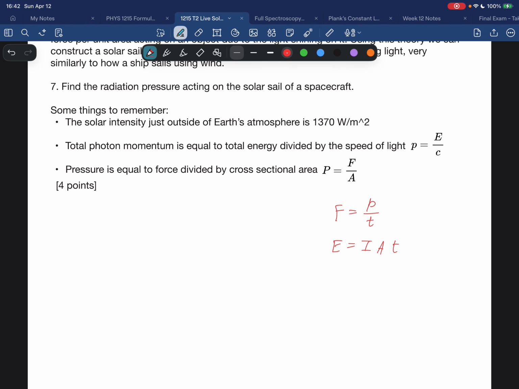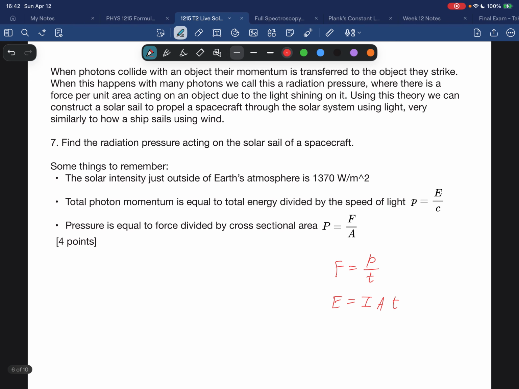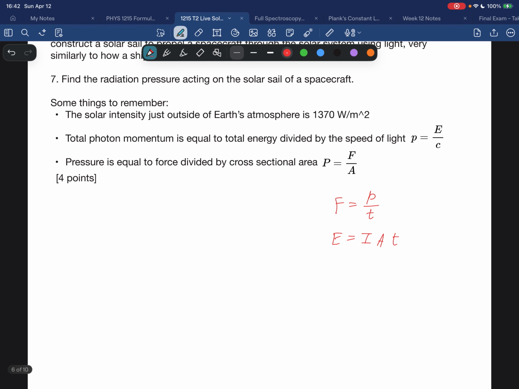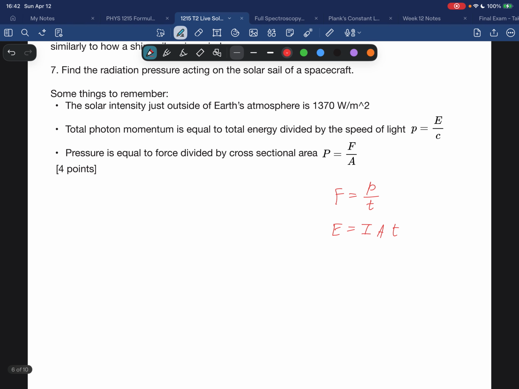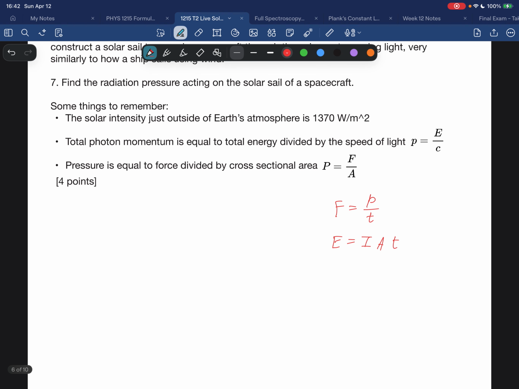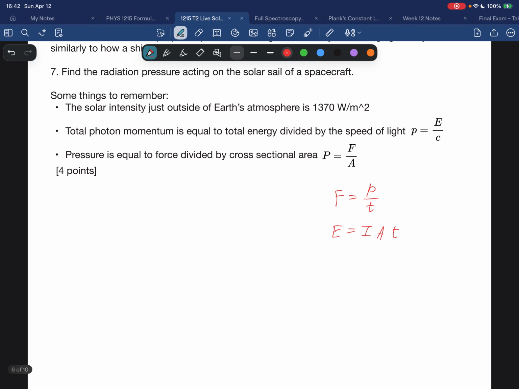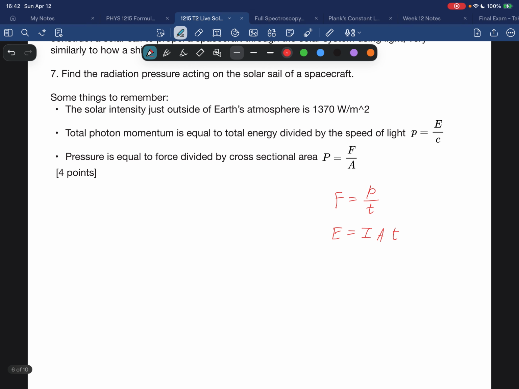So the only number we're given is intensity. We do also know the speed of light as well. So those are the only two numbers we actually have. So let's figure out how to find the radiation pressure acting on the solar sail of the spacecraft. So I know I am looking for pressure. And I know that pressure is equal to force divided by area. Great. Where to go from here?